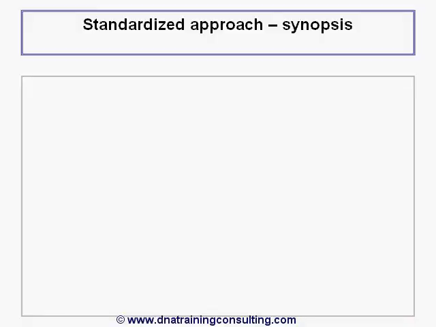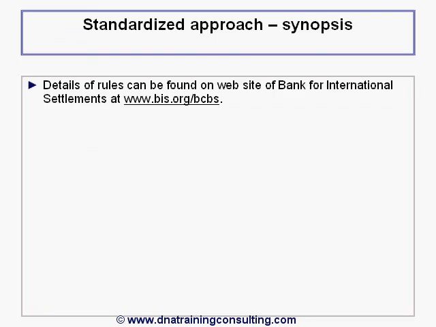In the remainder of this chapter, we summarize the application of the standardized model for each major asset class. More details can be found on the website of the Bank for International Settlements at the link you see here. We warn you that the rules are complex and require your full attention, so we provide a quick roadmap to them first.